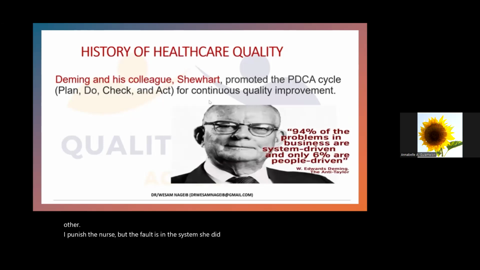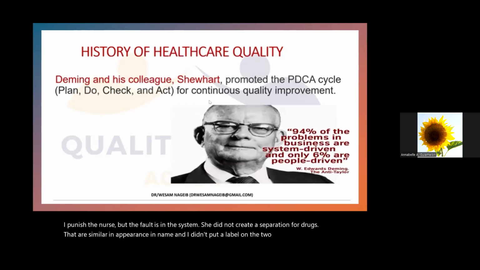She did not create a separation for drugs that are similar in appearance and name. And I didn't put a label on the two drugs to alert the person or the individual in the team. I would have said, pay attention and focus on what you are dispensing because there is something similar in name or appearance. So only 6% of the time is the issue related to people. It could be reckless behavior, or the person is irresponsible, intentionally makes a mistake, or ignores the task to make their work easier. But the percentage of such cases is small.